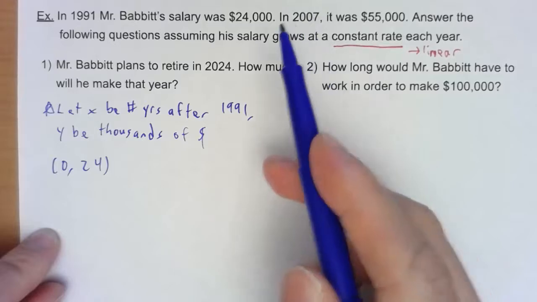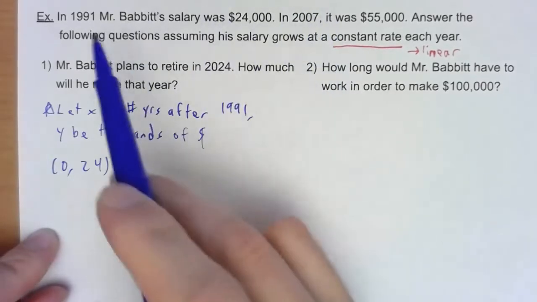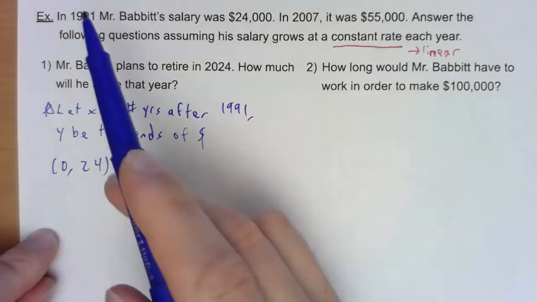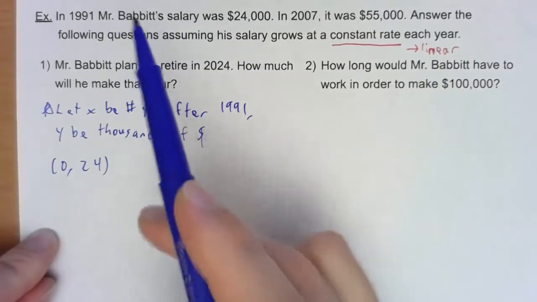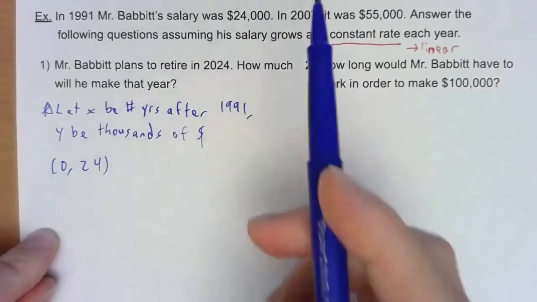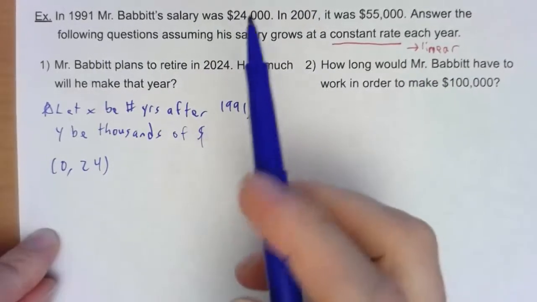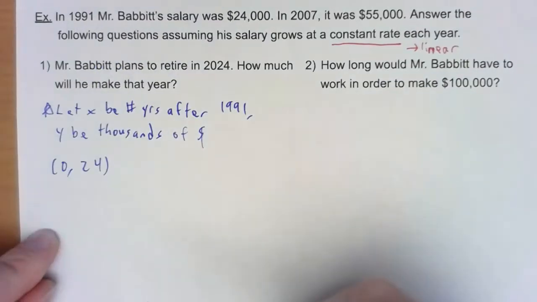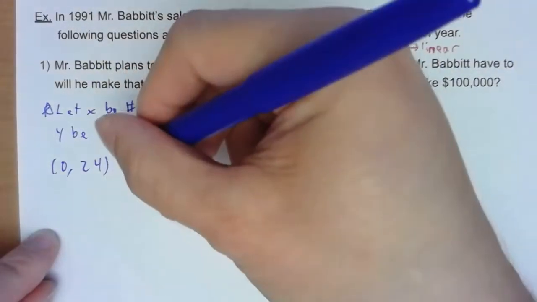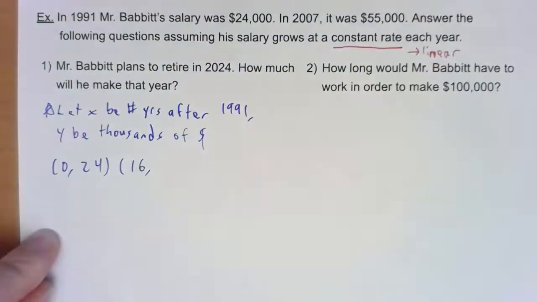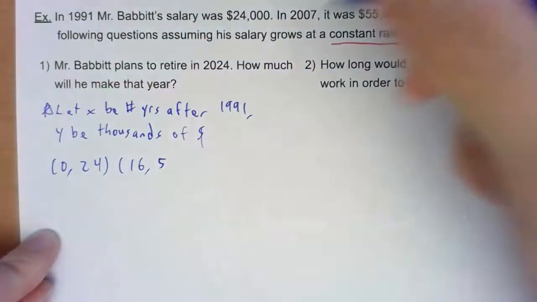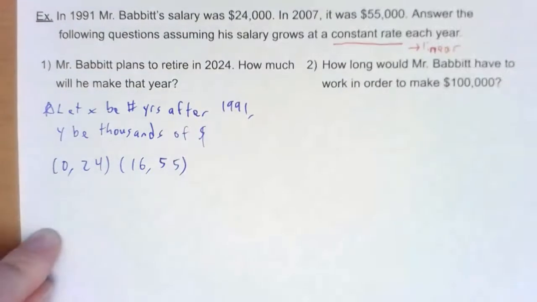Well, then I have to think, okay, 2007, how many years after 1991 was that? So you can either think, all right, it's 9 more years to 2000, and then 7 more years, that's 16 years. You could go ahead and actually just subtract 2007 minus 1991. Either way, you figure out that that was 16 years later. And then, again, I don't need to write the zeros. I can just say 55.